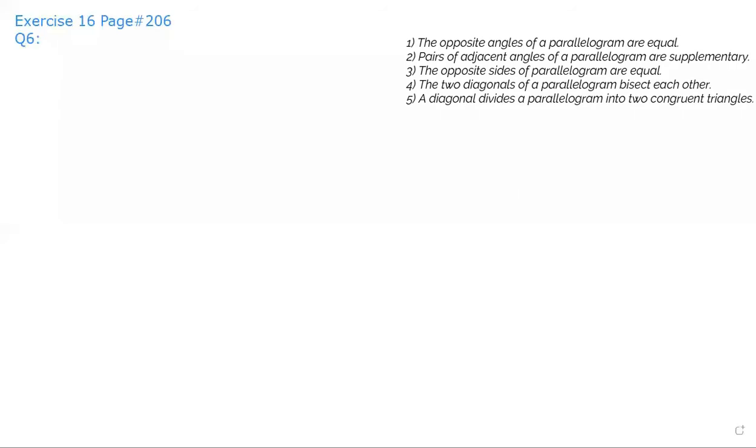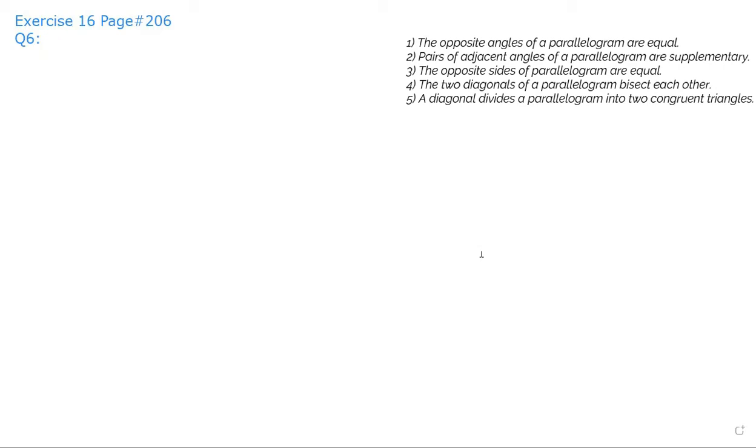The first one, opposite angles of a parallelogram are equal. I am reviewing these properties because it will help us to solve question number 6. Second property says pairs of adjacent angles of a parallelogram are supplementary. It means that their sum will be equal to 180 degrees. And the third property, opposite sides of a parallelogram are equal. Fourth one, the two diagonals of a parallelogram bisect each other. The fifth one, the diagonal divides a parallelogram into congruent triangles.